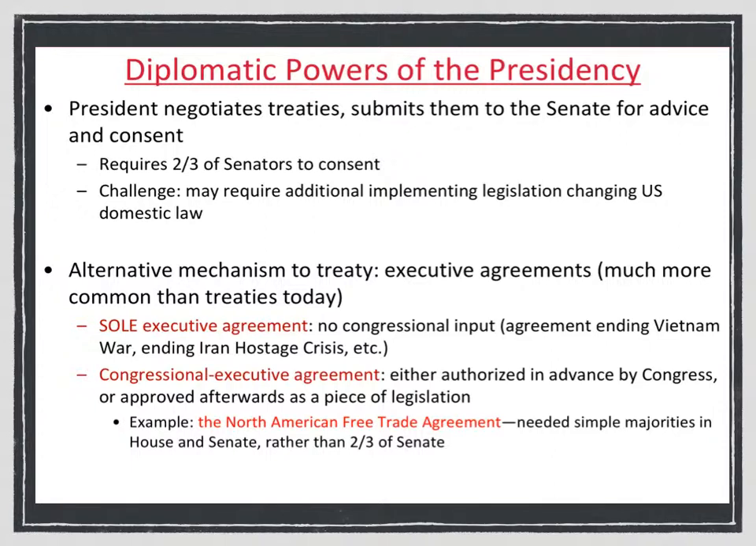Most executive agreements, though, are called congressional executive agreements. They're either authorized in advance by the Congress or they're approved afterwards as a piece of legislation. Probably the most famous example of this in recent years is the North American Free Trade Agreement. They decided to submit that agreement as simply a piece of legislation rather than as a trade agreement, partly for the reason that all you needed was a majority in the House and the Senate rather than 2/3 of the Senate to agree.